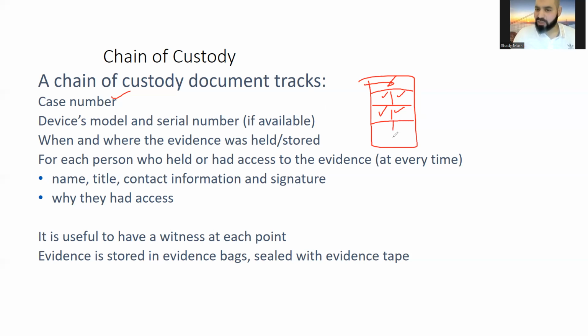So if you have multiple incident responder teams, you need to mention the name and what they did exactly to the evidence. Name, title, contact information, and signature. Why they had access. You need to explain in the end why these people were allowed to reach the evidence.